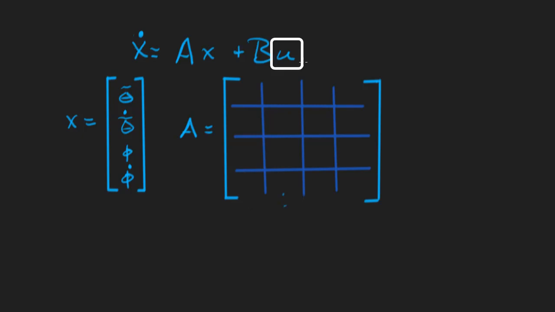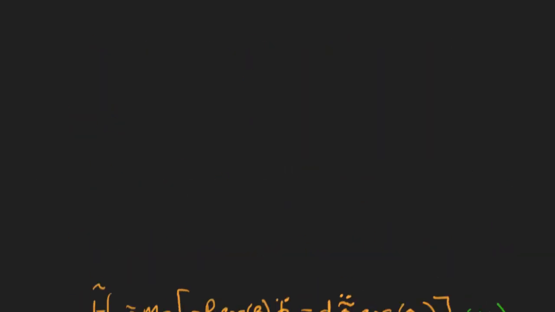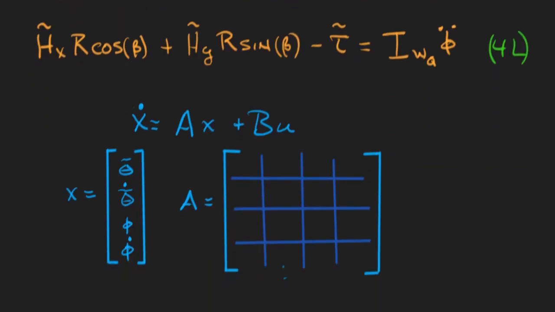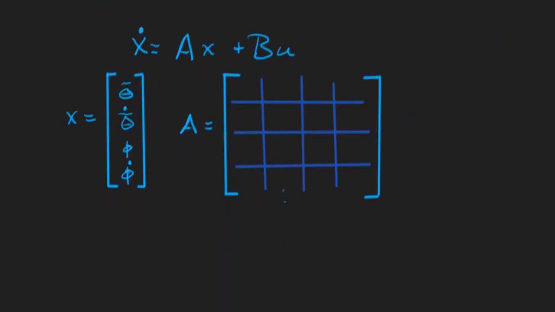How about u? What is u? I don't see a u anywhere in my linear equations. Do you? There's no u. But let's think about what u is. u, recall, is the control, right? It's the effect of the control input. It's the things we use to push or pull on our system.